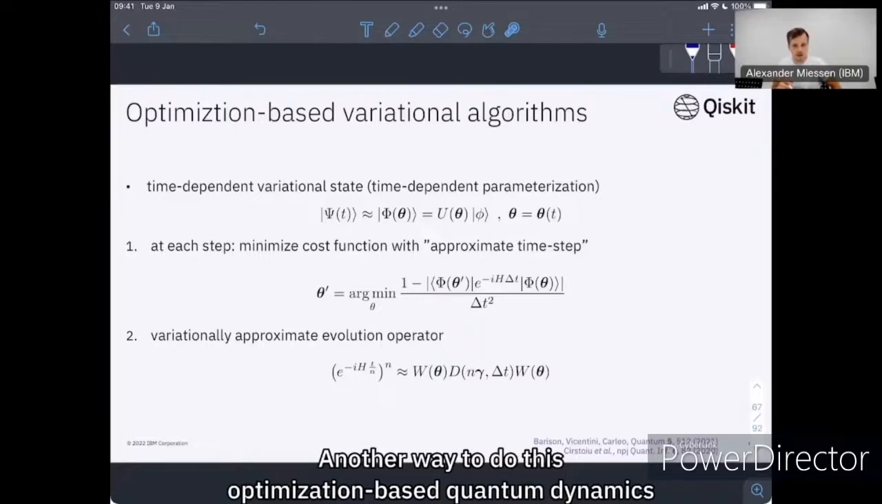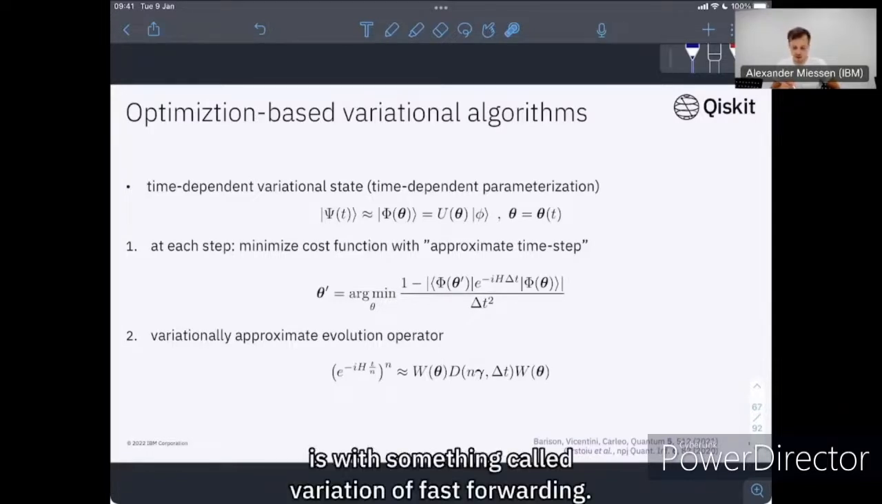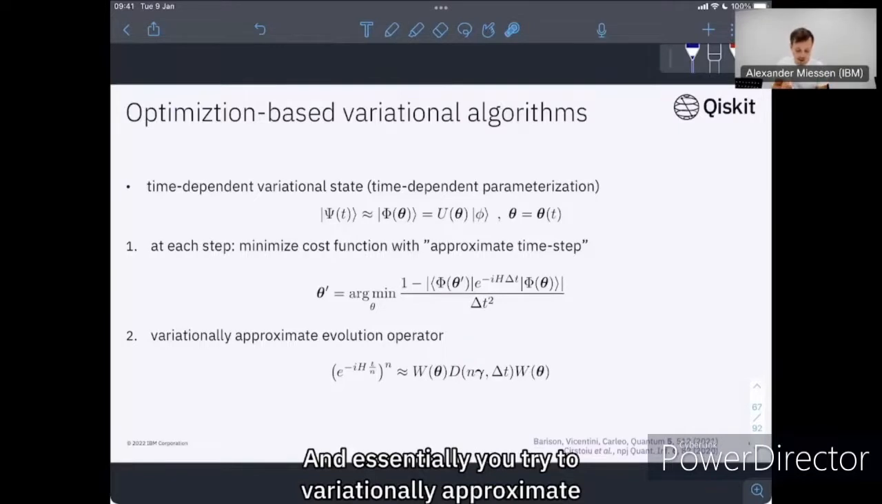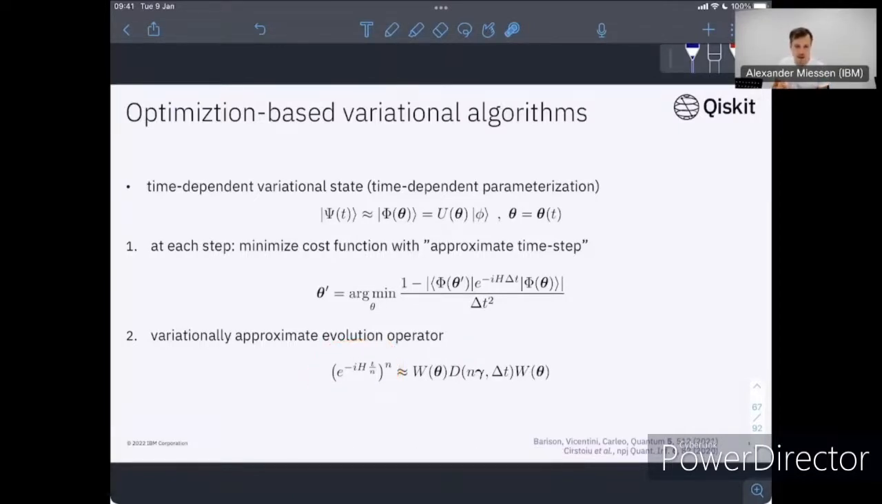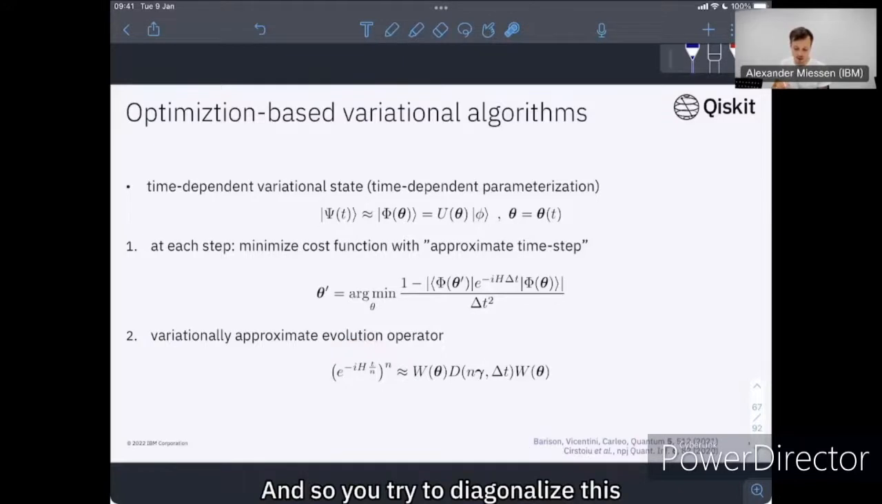Another way to do this optimization-based quantum dynamics is with something called variational fast forwarding. And essentially you try to variationally approximate this Trotter circuit, okay? So this product formula here. And so you try to diagonalize this with such a parameterized ansatz.